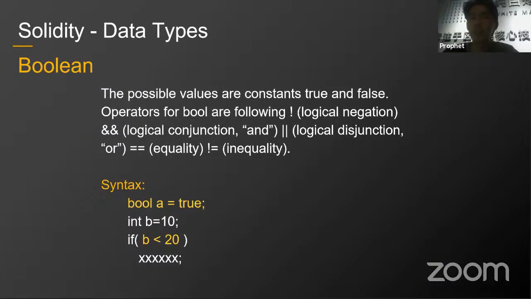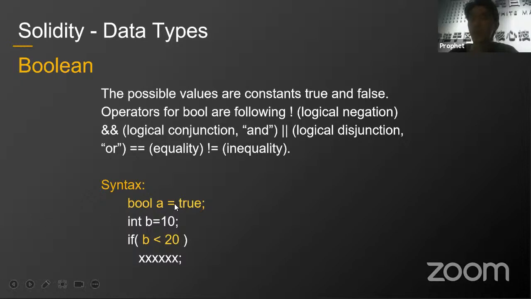Okay, the second type is the Boolean. The Boolean is the type that stores true and false, and this is very commonly used in our daily programming. The Boolean variable can be operated by logic operators, like logic negation, logic conjunction or logic disjunction. So there is a syntax. When we want to define a Boolean variable, we use the bool keyword, followed by the bool variable name.